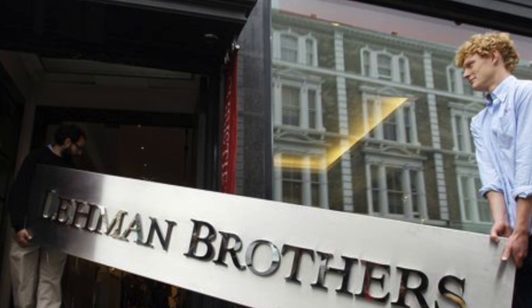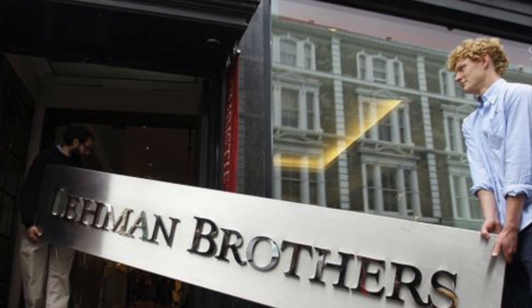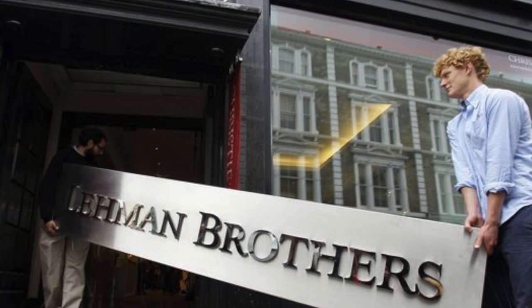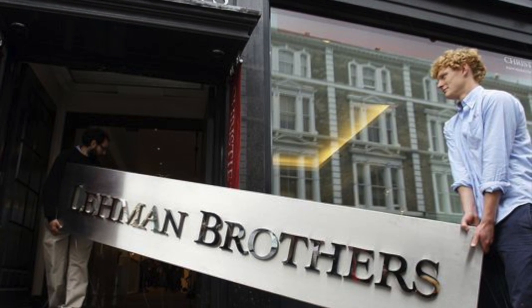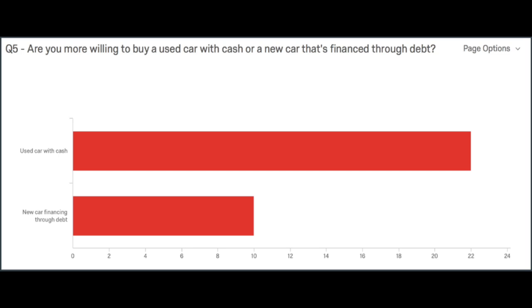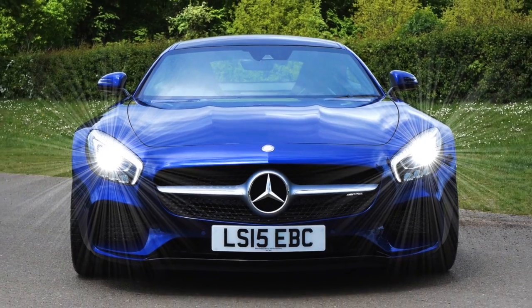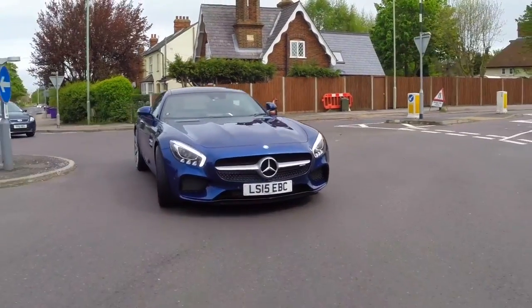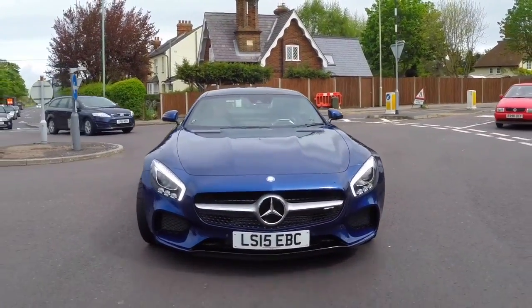Consumers borrowed significantly more than their budget would allow, eventually causing the need for government bailouts and monetary stimulus. Reassuringly, when our sample group was asked, "Are you more willing to buy a used car with cash or a new car financed through debt?" 68.75% of students answered they would buy the used car with cash, as opposed to 31.25% who chose to take on debt. Though debt is not always bad, students should approach using debt with caution.